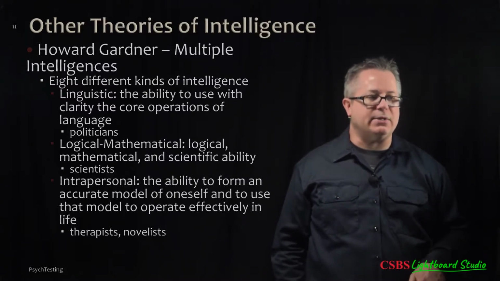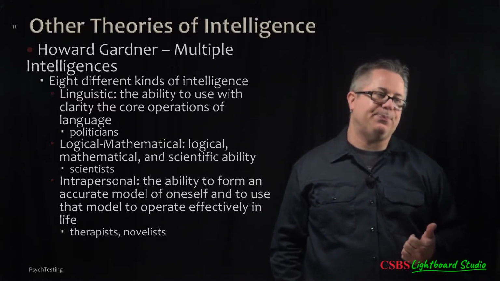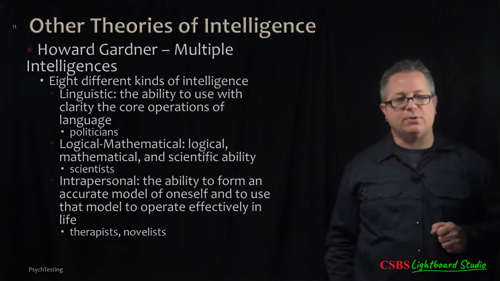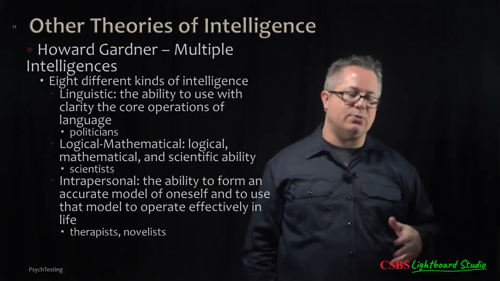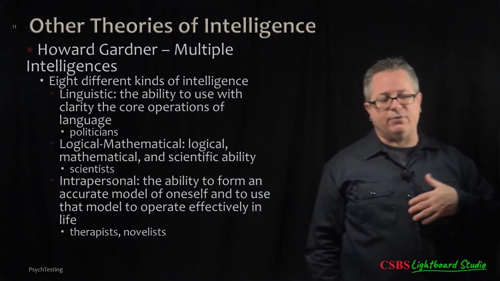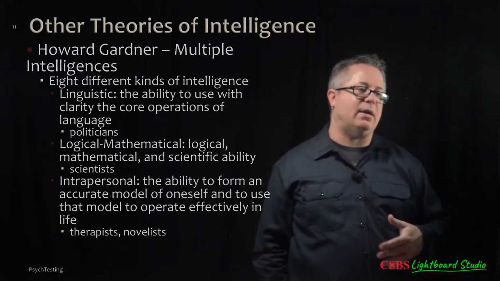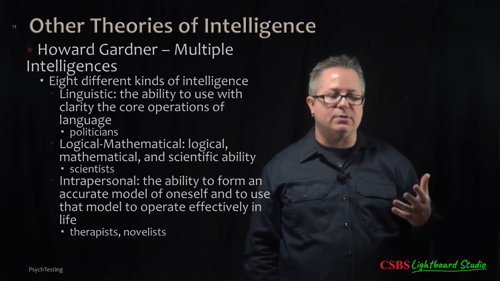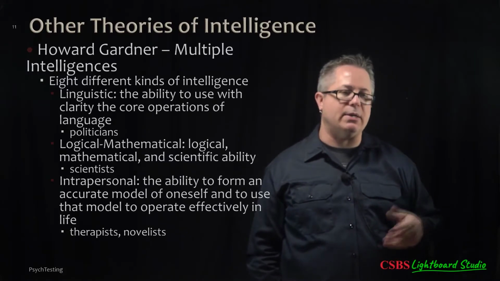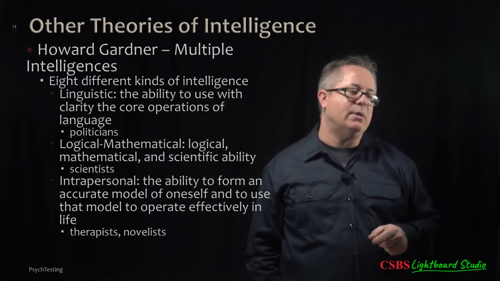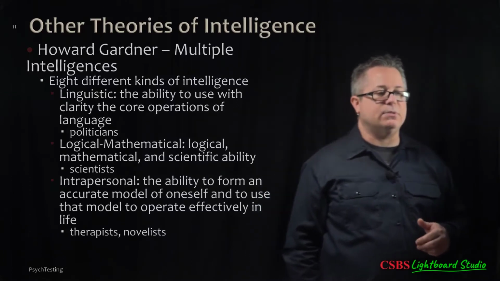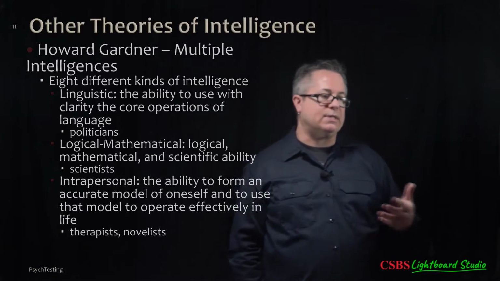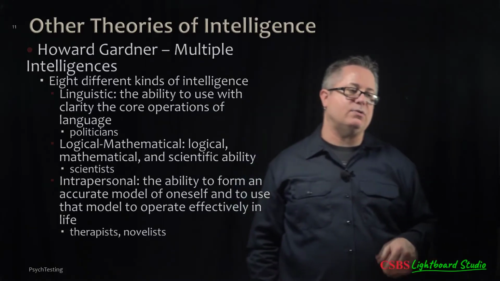He said there are 8 different kinds. You have linguistic intelligence, which is the ability to use with clarity the core operations of language, right? So someone who's a politician, or someone who speaks for a living, or an orator, would be high in linguistic intelligence. Then logical-mathematical, which seems to line up with our idea of math ability. Logical-mathematical is logical, mathematical, and scientific ability. So someone who's a scientist would likely be high in this intelligence.